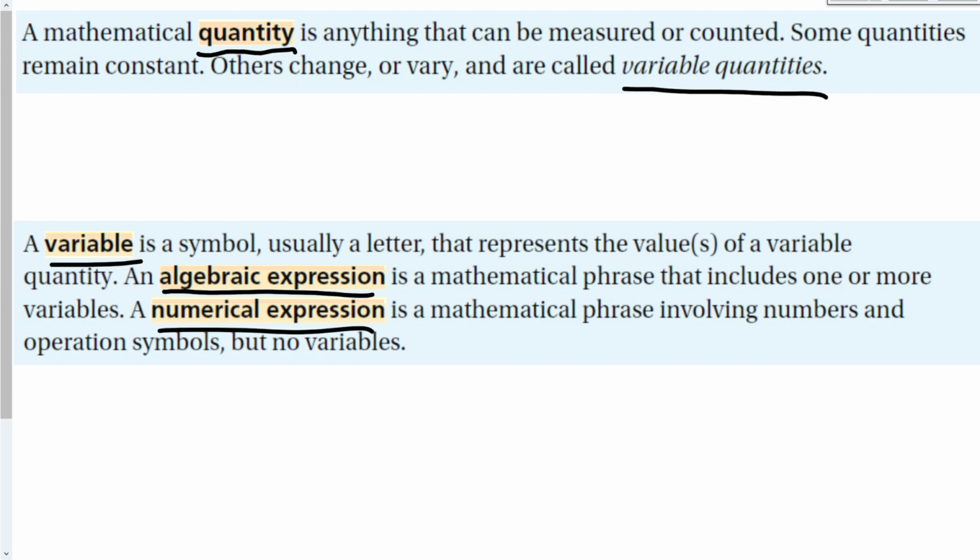An algebraic expression would be something like 2x + 3. It's got an operation, it's got the variable x, and it's got some other numbers going on there. A numerical expression would be something like 2 + 3 = 5. That has no variables. None of those numbers ever change. It's just a numerical expression. It can have the operation symbol like the plus, but no variables.